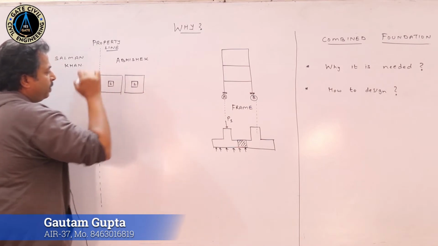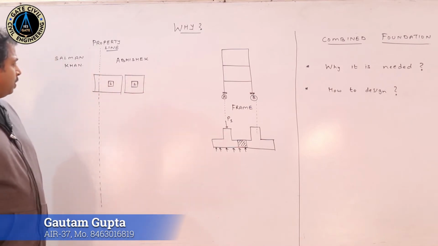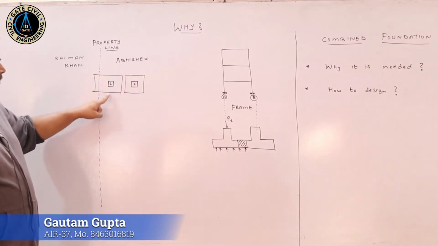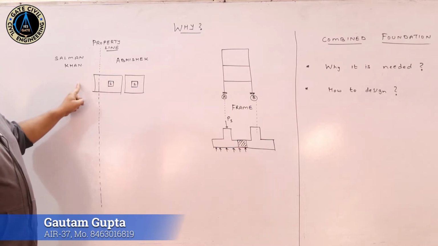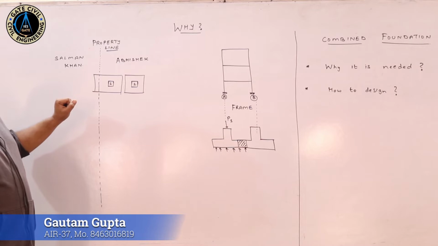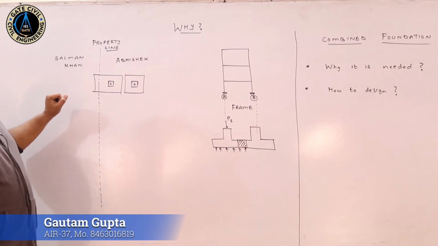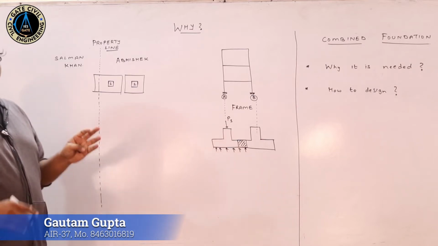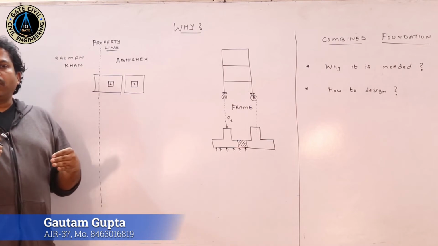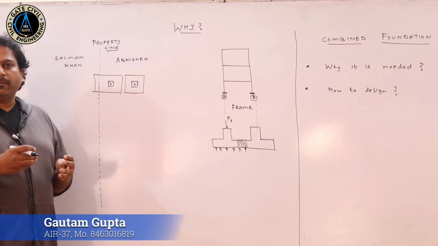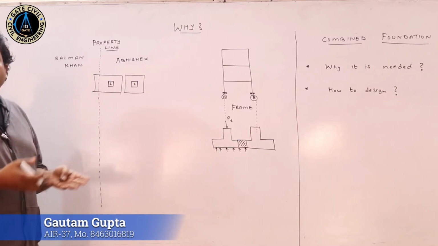Now, what is wrong about it? Can we see that Abhishek's foundation is going into the property of Salman Khan? So, will Salman Khan allow it? Yes or no? No. Definitely, you will not allow a person to come into your property and make his own structures. Why? Because you have paid for it.